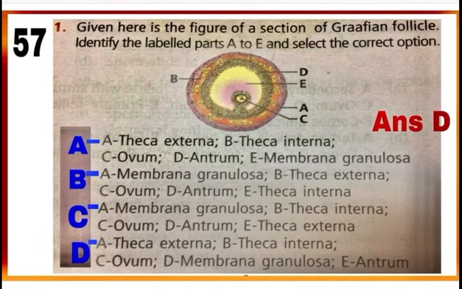Question 57. Given here is the figure of a section of a Graafian follicle. Identify the labeled parts A to E and select the correct option. Correct option is D. A is theca externa, B is theca interna, C is ovum, D is membrana granulosa and E antrum.